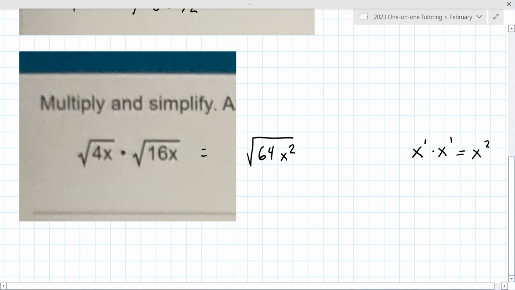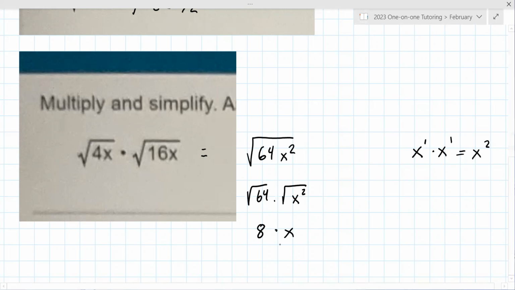All right. And then from here, you have to take the square root of each of these separately. So square root of 64, square root of x squared. 64 is 8. Do you remember what the square root of x squared becomes? Just x. It is just x, yes. That's your final answer here, 8x. Okay.